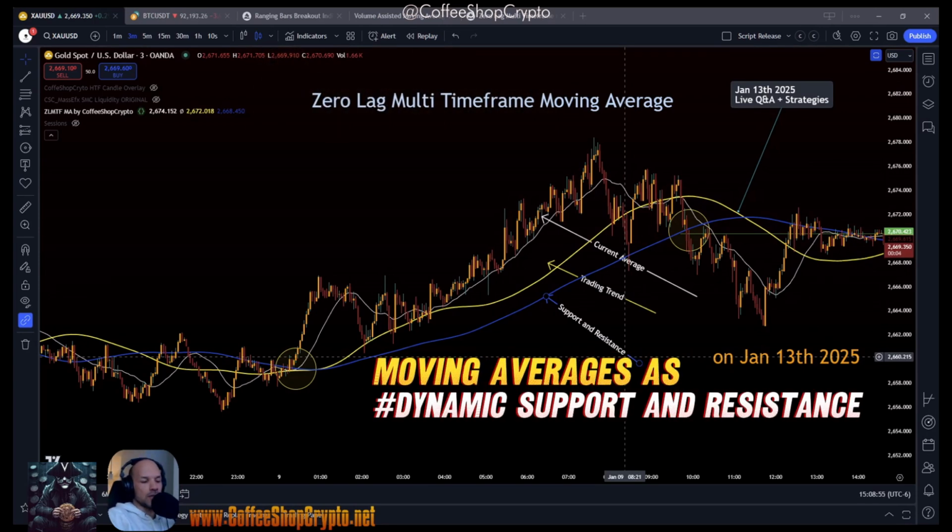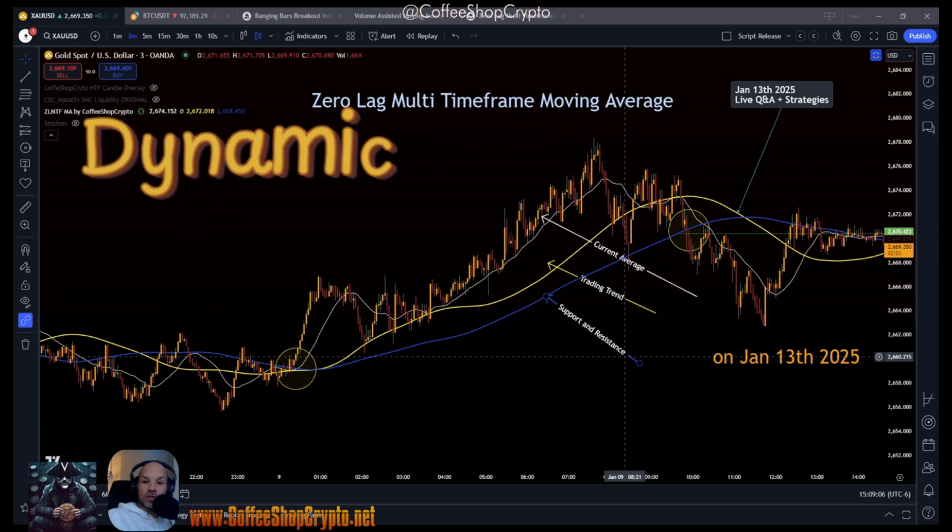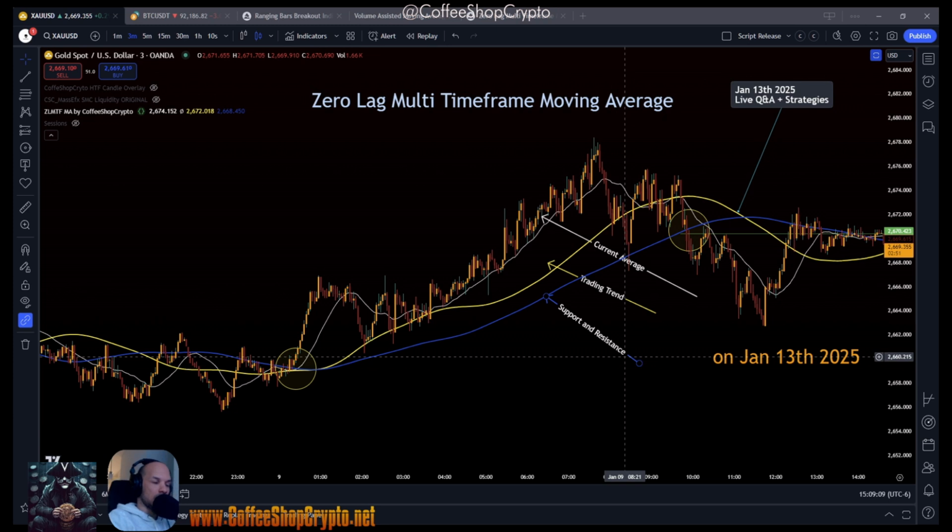This is your host and Baristo, and I'm back with an update to the Zero Lag Multi Timeframe moving average. And this moving average is a really cool tool for you guys to use if you like using moving averages as dynamic support and resistance, which they often act as.